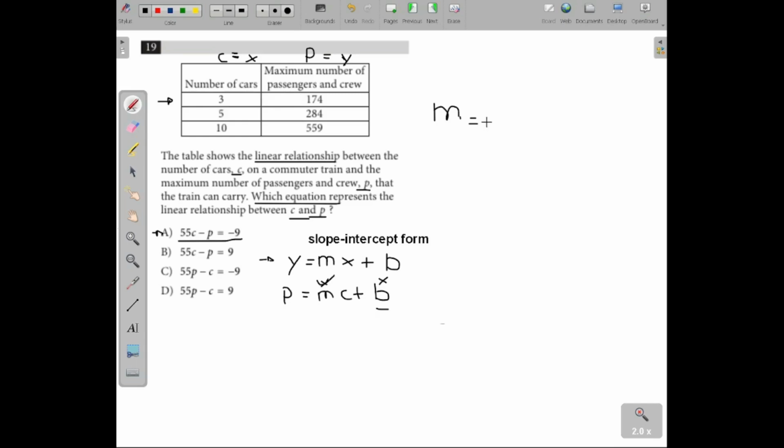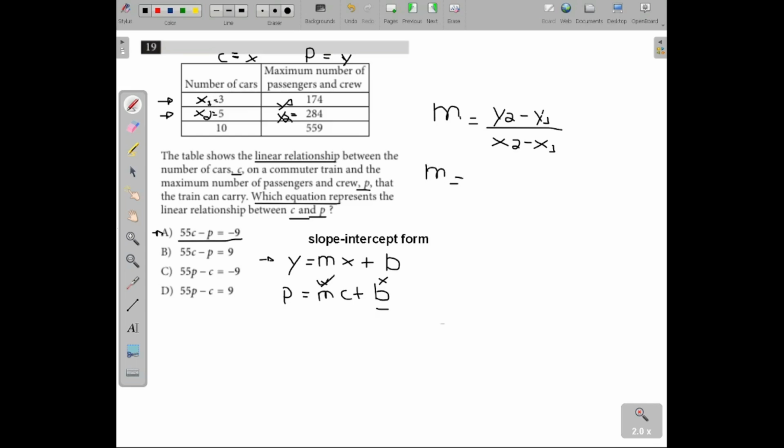Let's find the slope. The equation of a slope is y sub 2 minus y sub 1 divided by x sub 2 minus x sub 1. And these values are over here. We'll use these 2 points. This one will be y sub 2, this one y sub 1, and this will be x sub 1, and 5 is x sub 2. So let's replace the values in the equation.